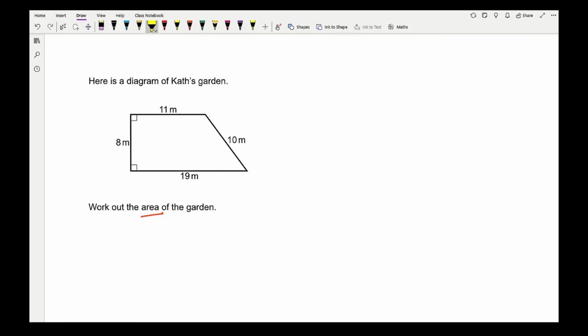So the first thing I need to do is establish which 2 sides are my 2 parallel sides. Now I've not been given any arrows, so I'm just going to have to use my own common sense to establish which 2 sides are going to be my A and B, and that's going to be the 11 and the 19. So here I can write A equals 11 and B equals 19.